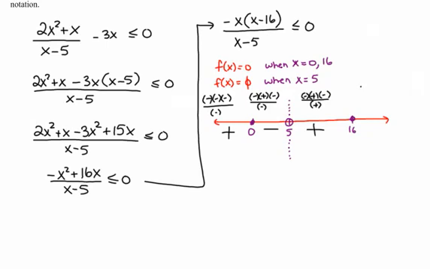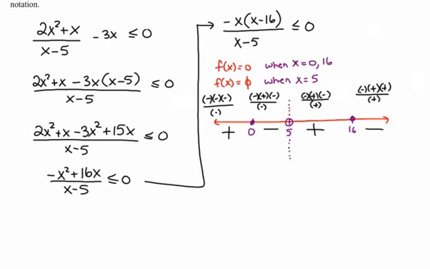And then pick a number greater than 16, so say 17. We have the negative in front, and plugging in positive 17 for x is a positive. 17 minus 16 is a positive. And 17 minus 5 is a positive. So three positives and a negative give a negative.